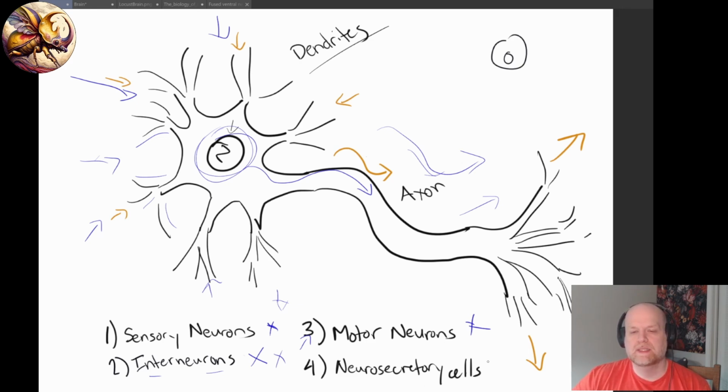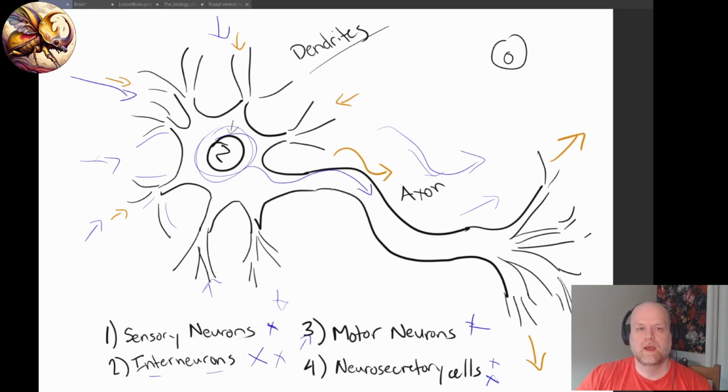And then the other one that is less talked about is the neurosecretory cells. These are neurons that secrete hormones, and in insects, these are very important. This is more of an insect physiology topic, but these are the cells that secrete things like the juvenile hormone, which is related to development. So this is a very important group of cells, but they're more related to the endocrine system.